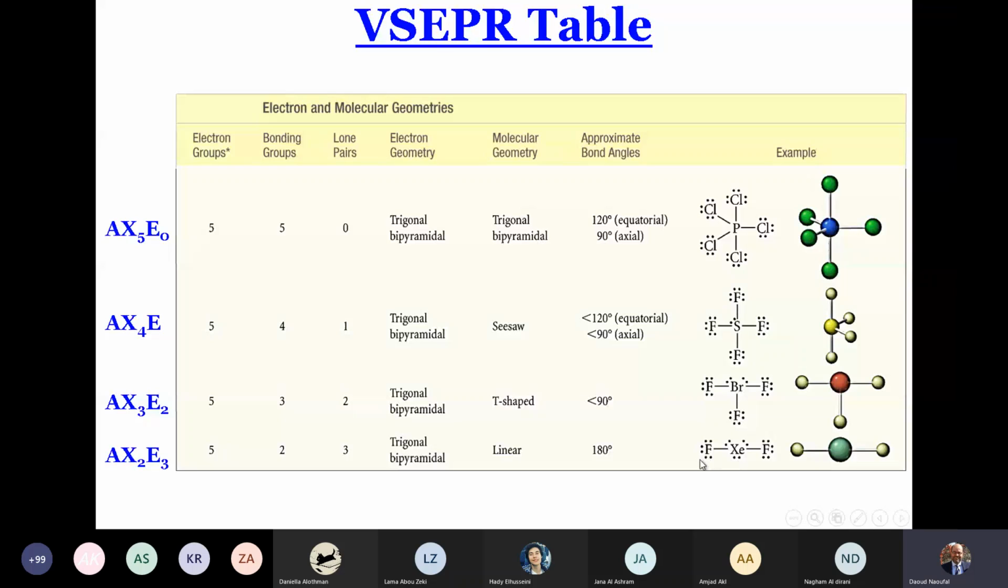and the two others are perpendicular to this plane. So in the plane, we have 3 lobes containing 2 electrons each, and the 2 others are axial, perpendicular to the plane. Now we pass to the geometry. We erase the NBP, and the geometry is therefore linear, and the angle is 180 degrees.